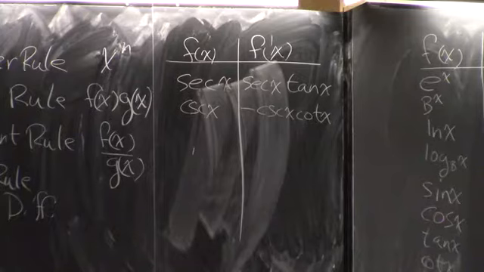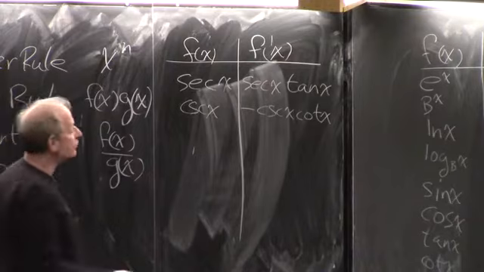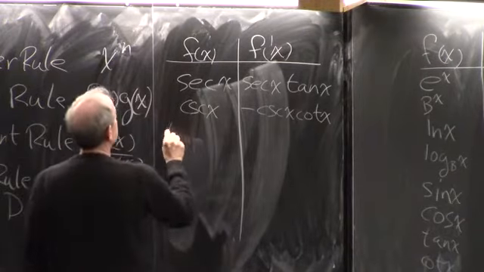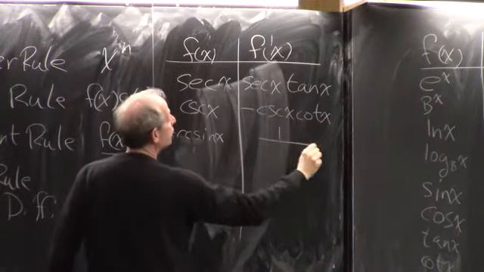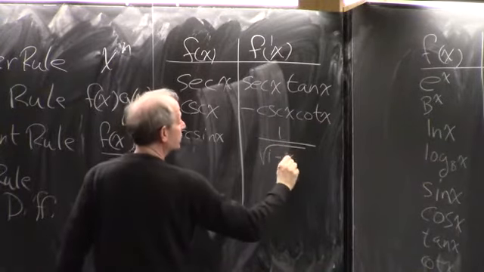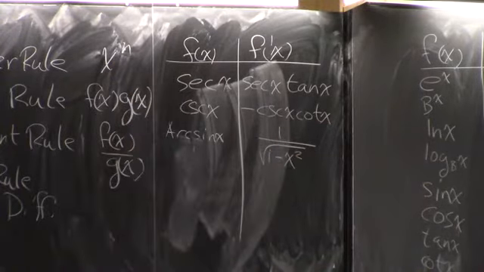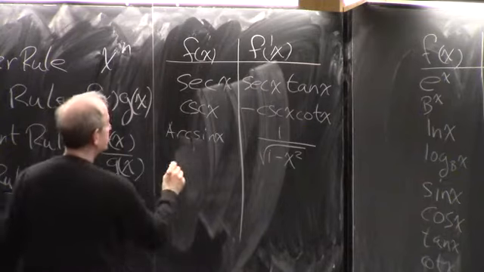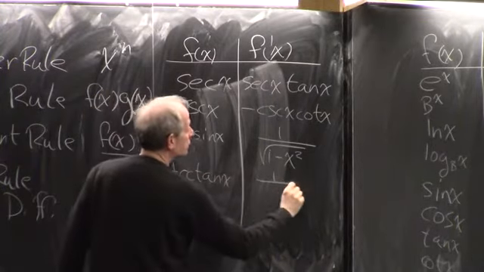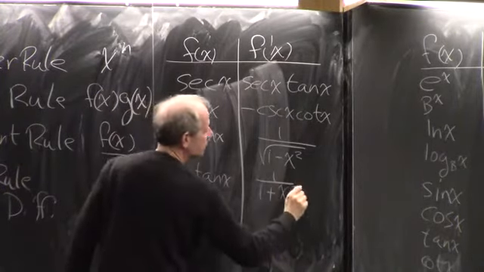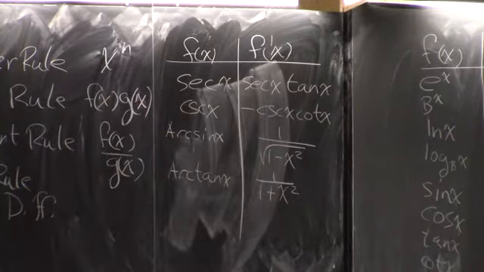Okay. Then we have everybody's favorite, the inverse trig functions. So arc sine of x is 1 over the square root of 1 minus x squared. And arc tan of x is 1 over 1 plus x squared. You don't have to worry about the other four.